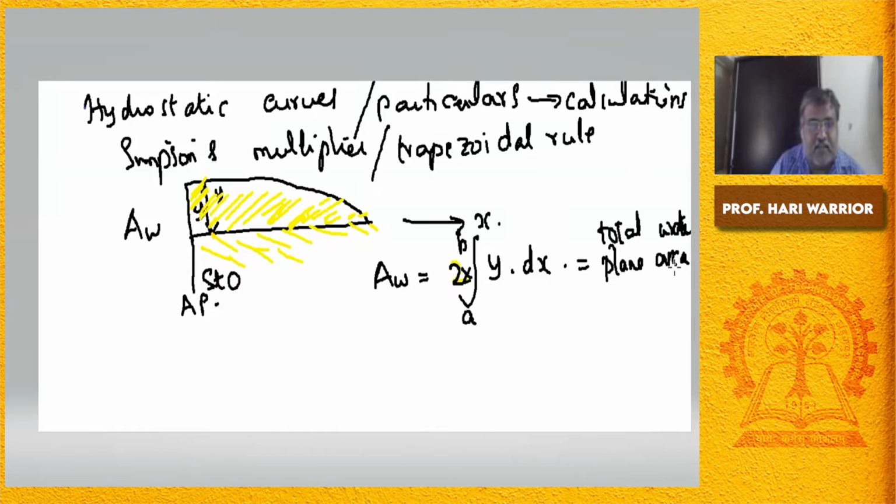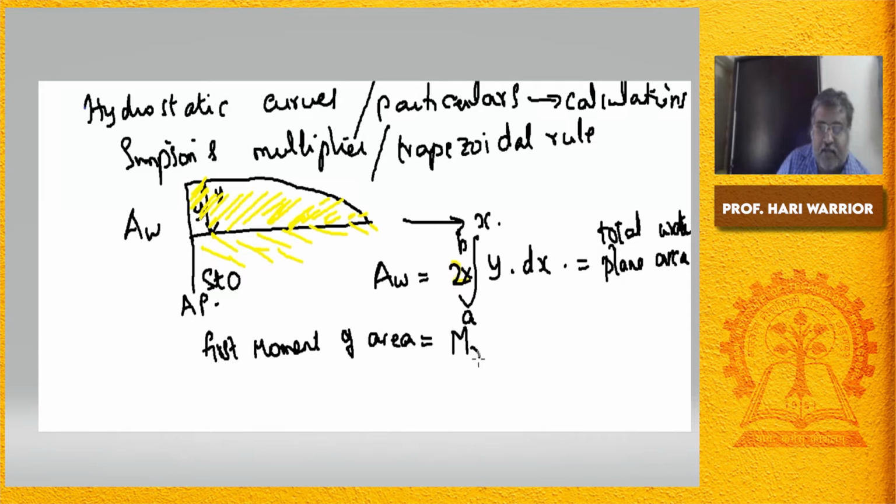Okay, so that is the first thing, that is very clear. Then let us take the first moment about this point. This is the station 0. Let's take the first moment about that point, so this is the x distance. The first moment of area, usually let's call it mx, will be twice the integral x y dx between A and B.